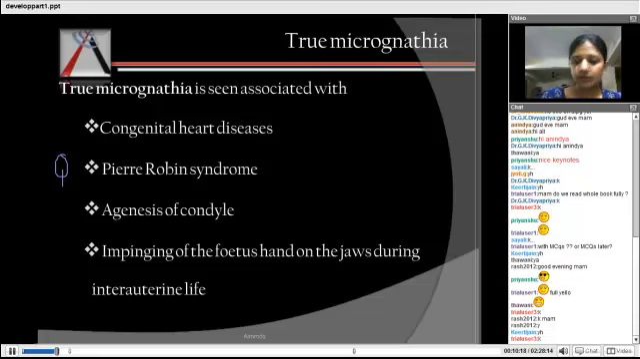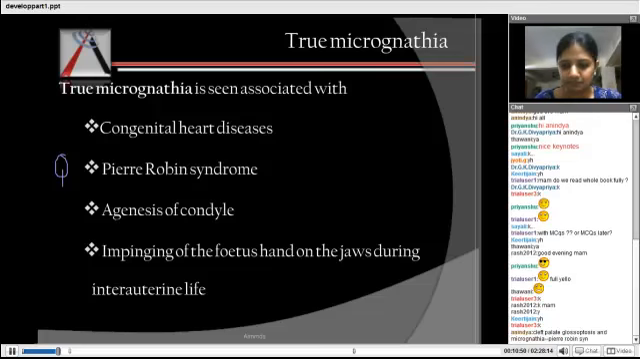You will also find it with agenesis of condyle. Agenesis of condyle means in the TMJ, you do not have the condyle formed. Agenesis, lack of formation. So this is lack of formation of the condyle. And it can also happen when the fetus's hand during development goes on the jaws. That possibly puts a certain pressure, during which probably the jaw size has been restricted to smaller. These are the conditions where you will see true micrognathia.